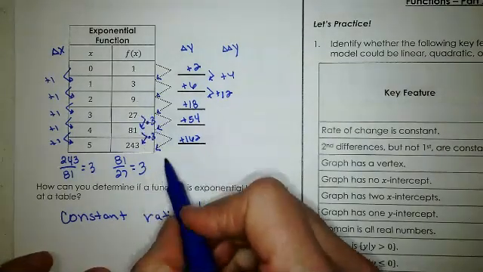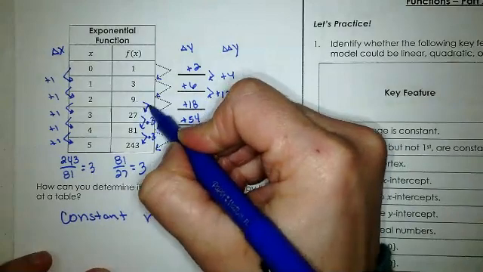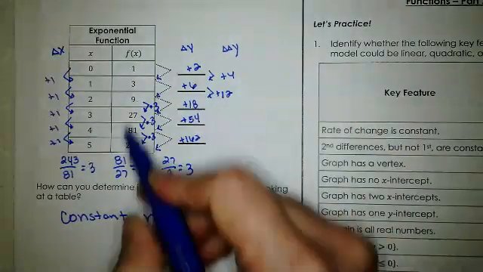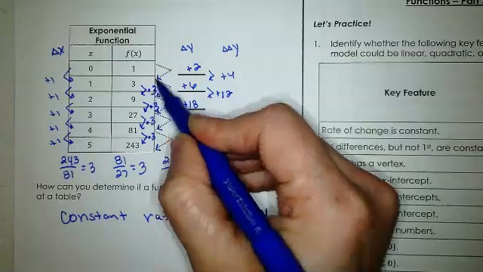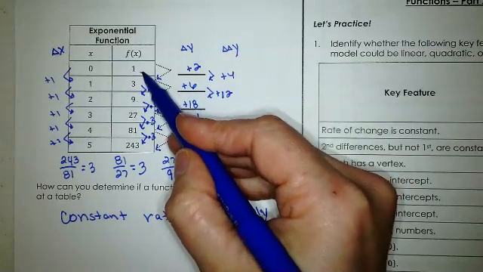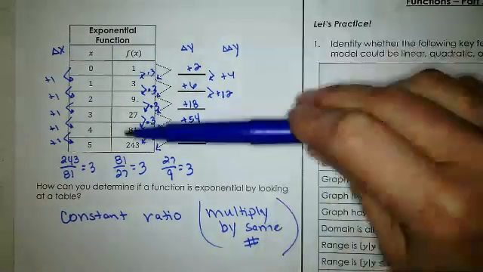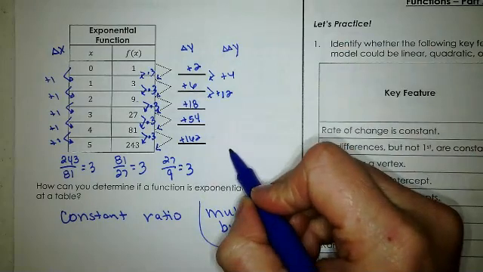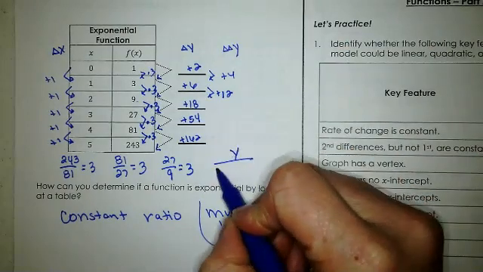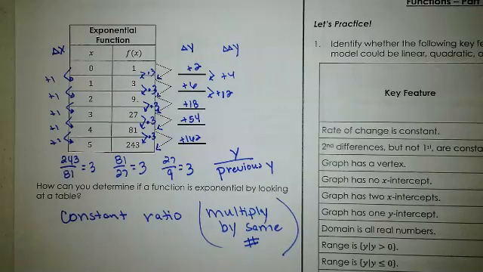And then I can do 27 divided by 9, which is also 3. So that means 9 times 3 is 27. And 9 divided by 3 is 3. So 3 times 3 is 9. 3 divided by 1 is 3. So 1 times 3. So they're multiplying by 3. So to find that constant ratio, you can use division. Take a y value and divide it by the previous y value. So y divided by previous y. And that's how you find your constant ratio.